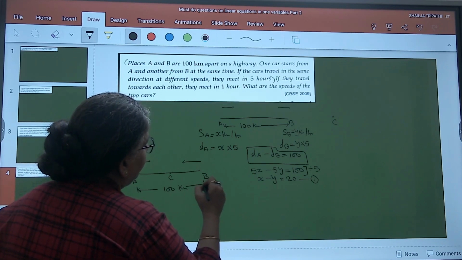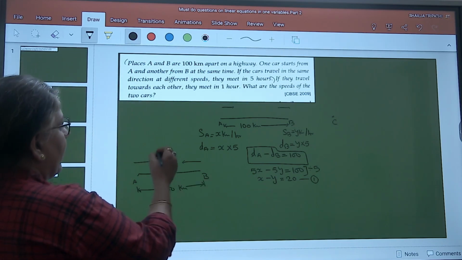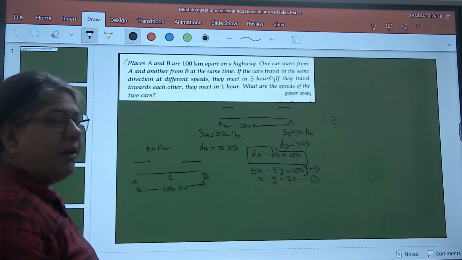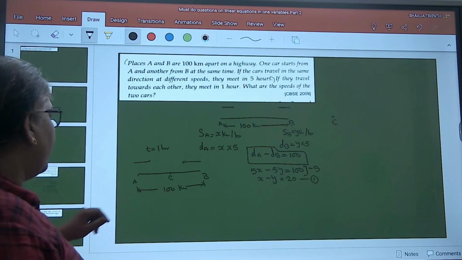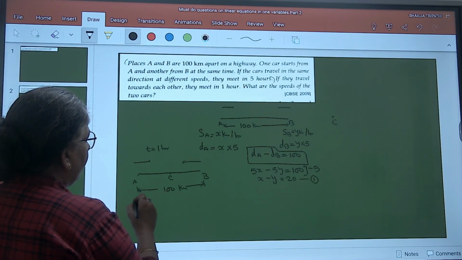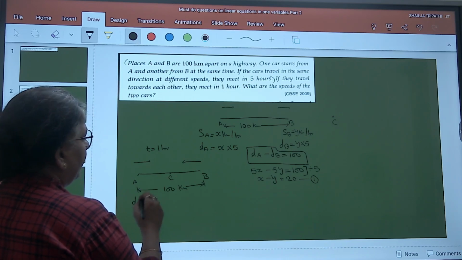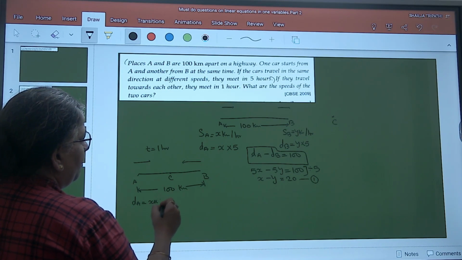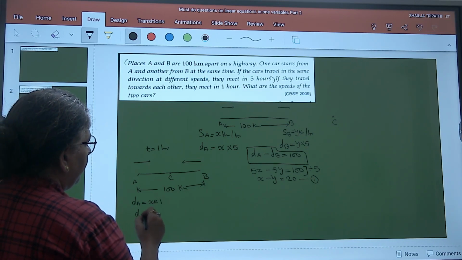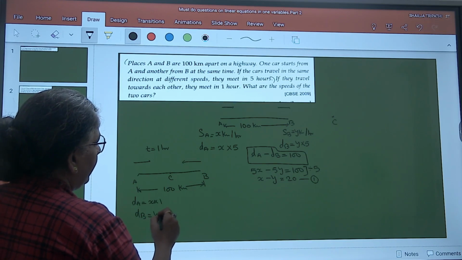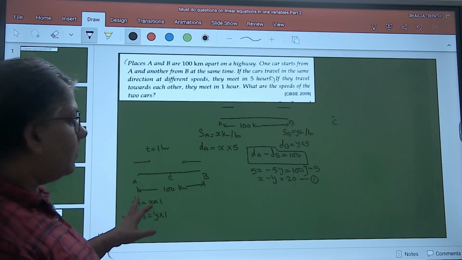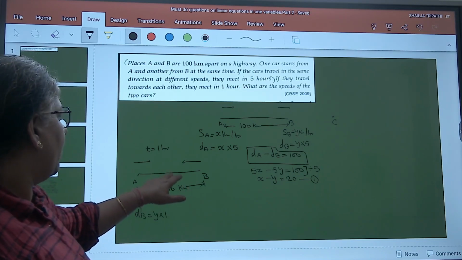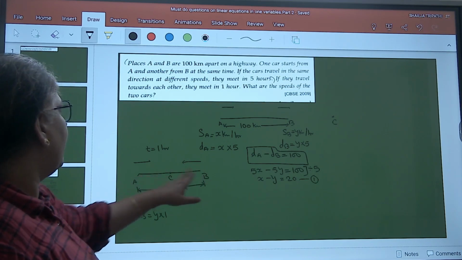This is given in the question. And both the cars have traveled for 1 hour. So we can find distance traveled by car A and B. So distance traveled by car A will be speed into time, that is x into 1, and distance covered by B will be y into 1. This time the sum of the distance covered will be 100 kilometer because they are meeting at some point C, which is lying between A and B.